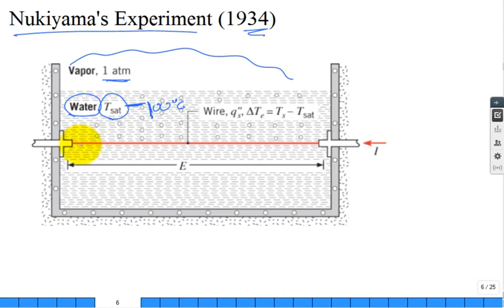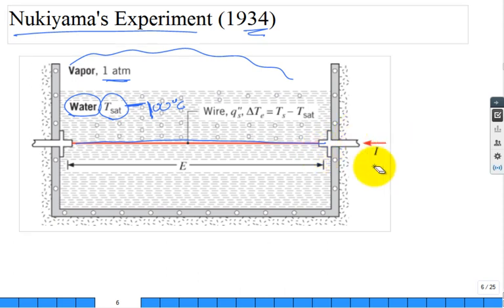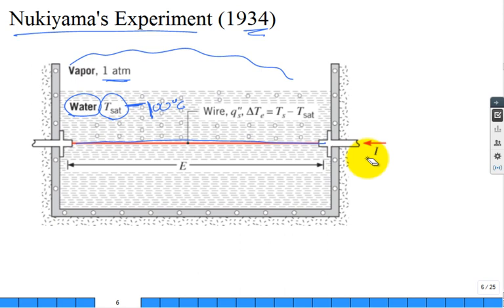And he had a wire, and it could pass a current through that wire. It's a thin wire, and there's some electric resistive heating that happens to that wire. And so the surface temperature of the wire becomes a few degrees higher than the saturation temperature of 100 degrees C of the water. That would be our excess temperature. And what he noticed was you could form little pockets of bubbles.